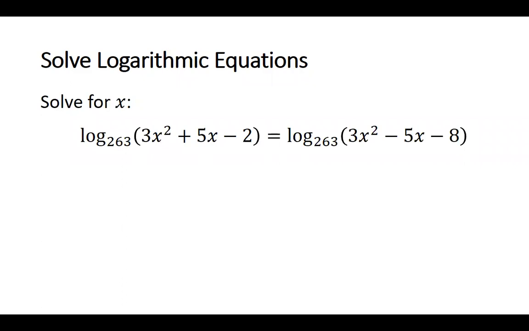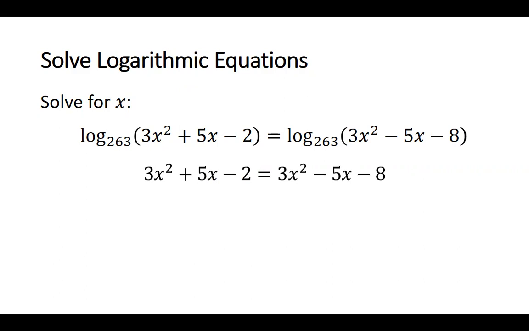Let's solve for x. Log base 263 of 3x squared plus 5x minus 2 is equal to log base 263 of 3x squared minus 5x minus 8. Now that looks horrible. I don't want to deal with a log with a base of 263. But wait, both sides of the equation are logs with base 263. Log base a of m equal to log base a of n, m is equal to n. I can get rid of those logs.